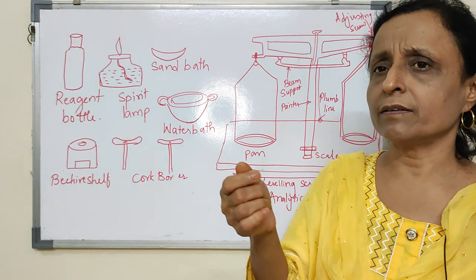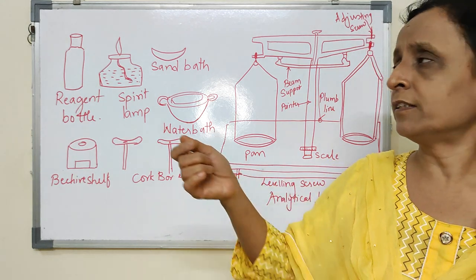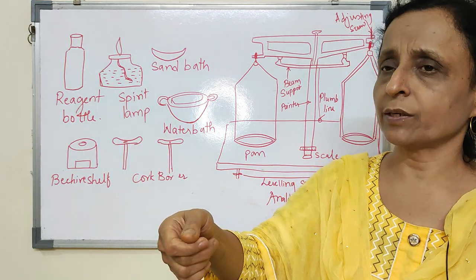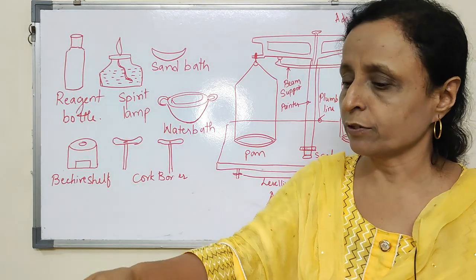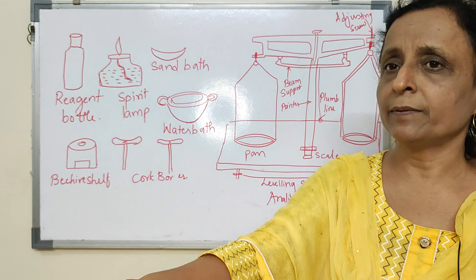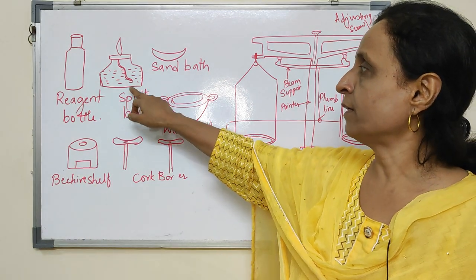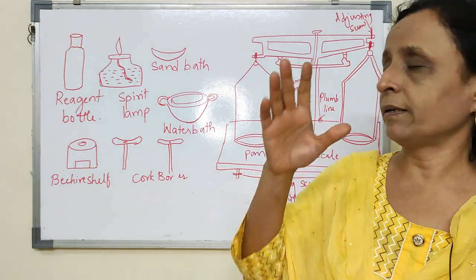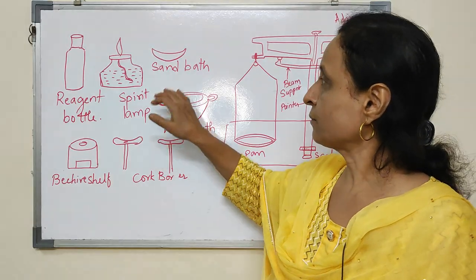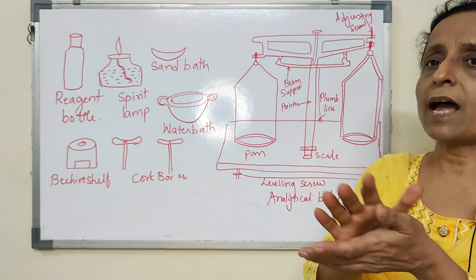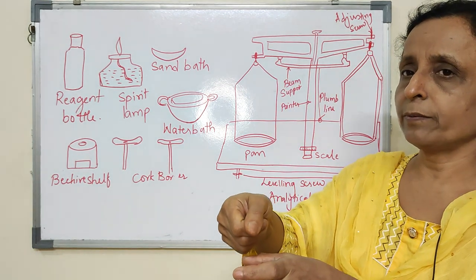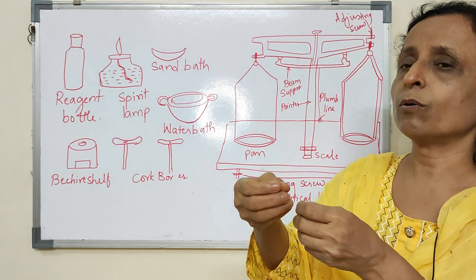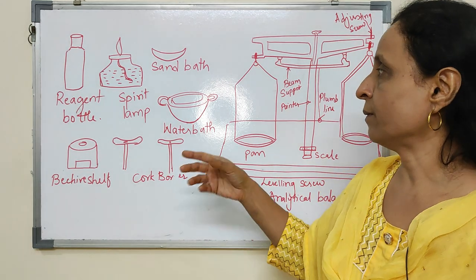Spirit lamp: when you require mild heat, a spirit lamp is used. When little heat is required, you take a test tube near the flame. The alcohol spirit inside burns, you light the spirit lamp and see the chemical reaction. Sand bath: sand is there, and you put the test tube in the sand bath. That sand bath is heated and slowly the conduction of heat takes place.